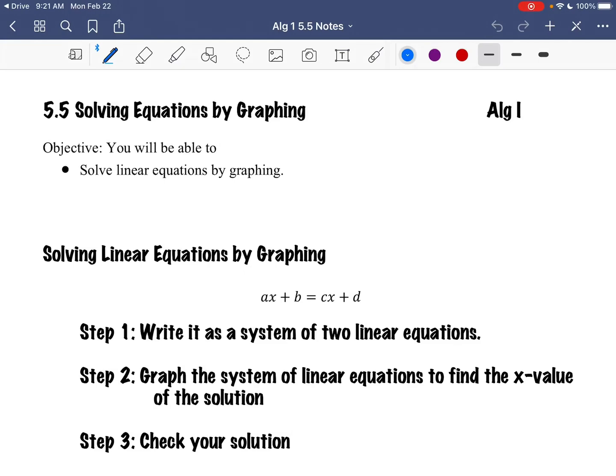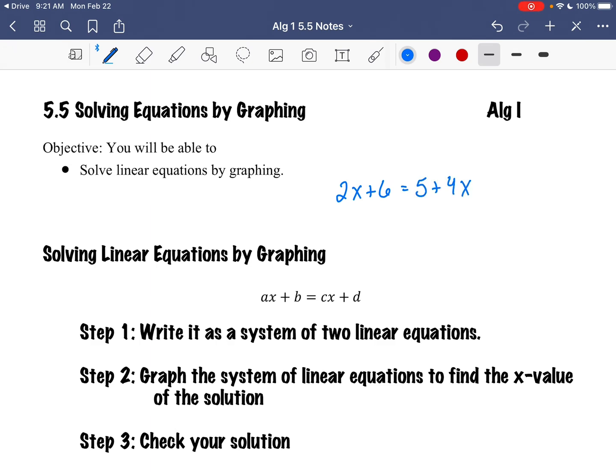Hello, section 5.5. Today we're going to be solving equations by graphing. Our objective for today is to be able to solve linear equations by graphing. What we mean by linear equations is equations that we may have solved in the past. For example, 2x plus 6 equals 5 plus 4x.